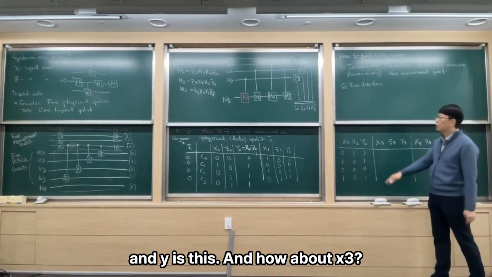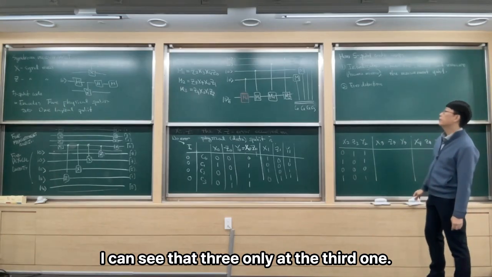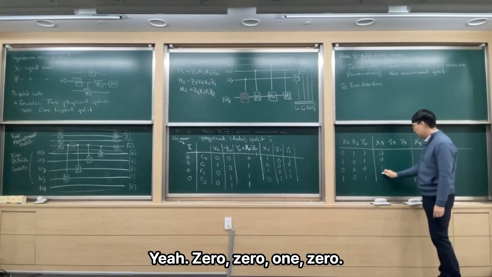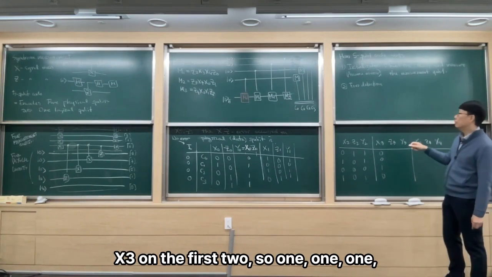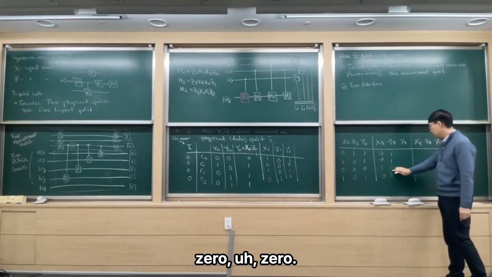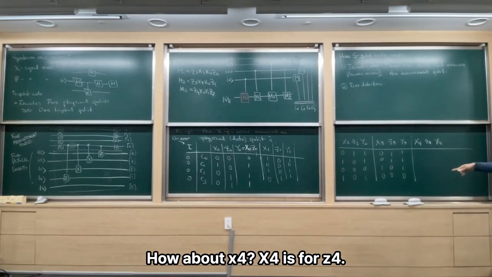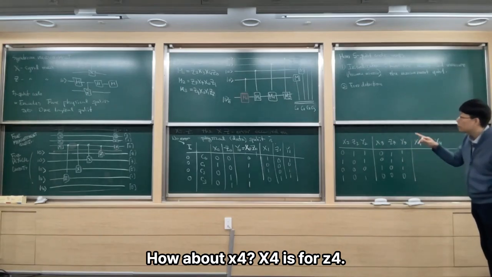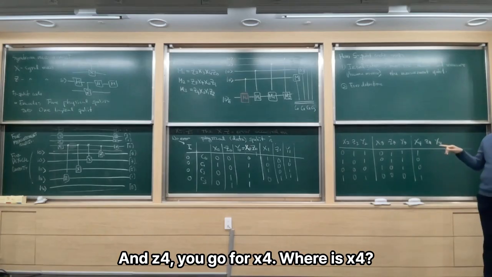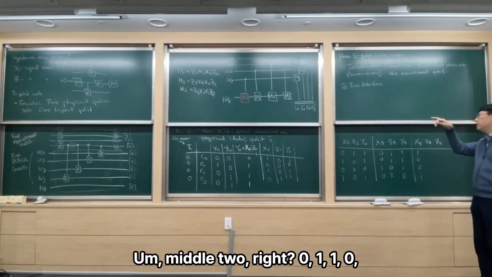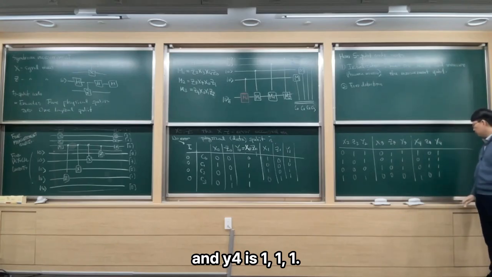And how about X3? You go for Z3. I can see Z3 only at the third one, yeah? 0, 0, 1, 0. And Z3, you go for X3. X3 on the first two, so 1, 1, 0, 0, and Y3 is 1, 1, 1, 0. How about X4? X4 is for Z4. Where is Z4? Top and bottom. And Z4, you go for X4. Where is X4? Middle two, right? 0, 1, 1, 0. And Y4 is 1, 1, 1, 1.